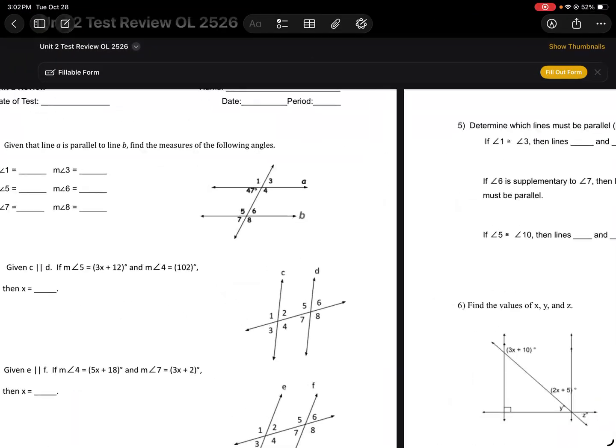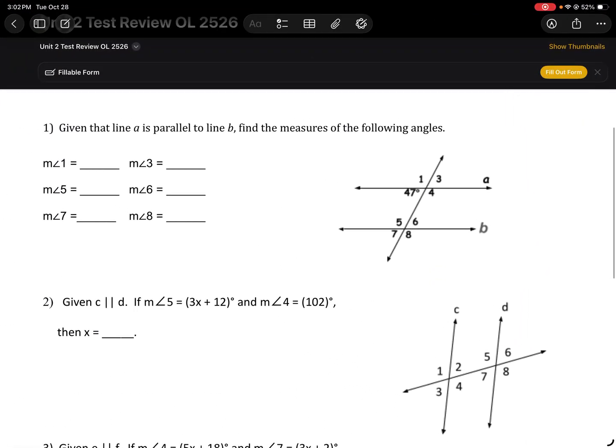Okay, number one. Shoot, I messed up. No. Looks like we're given 47 degrees. So using 47 degrees, and angle 1 together are supplementary. So subtracting 47 from 180 would leave me with 133.